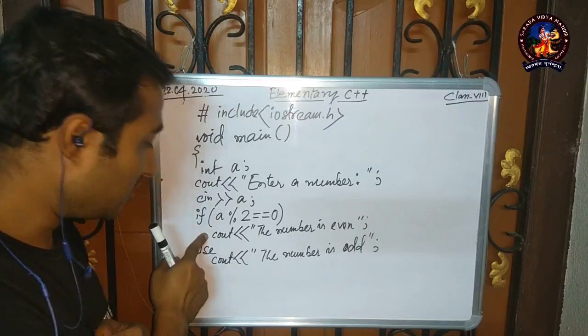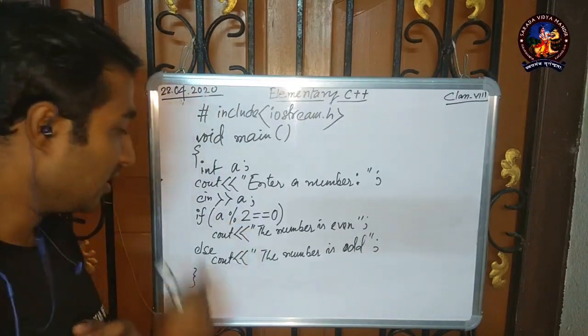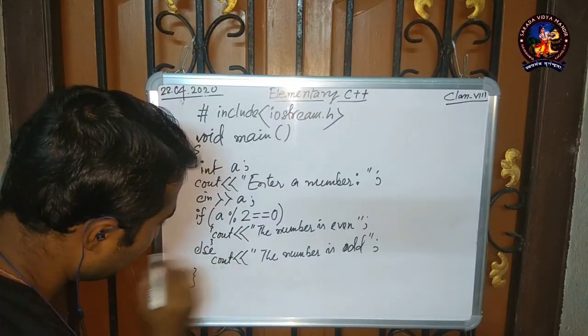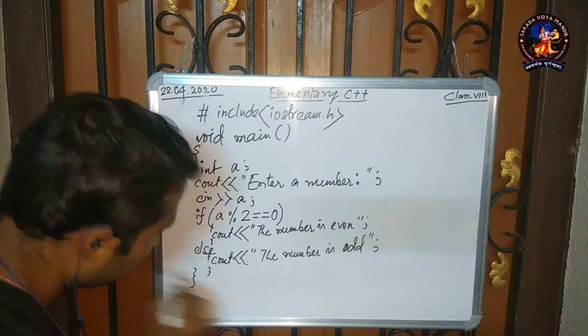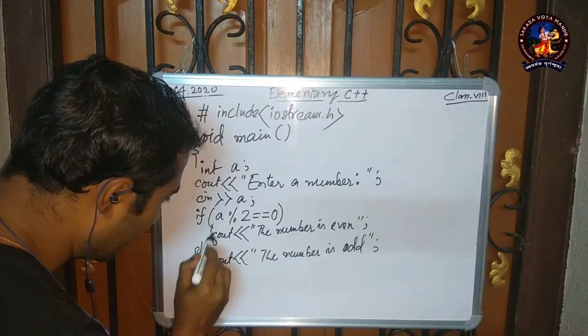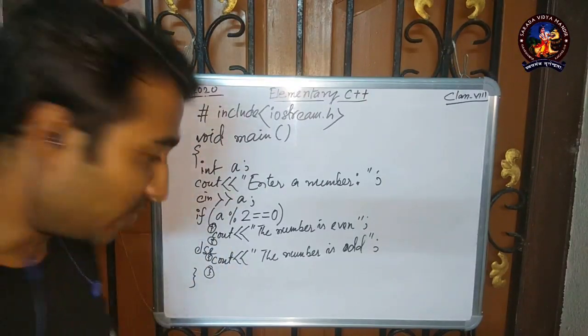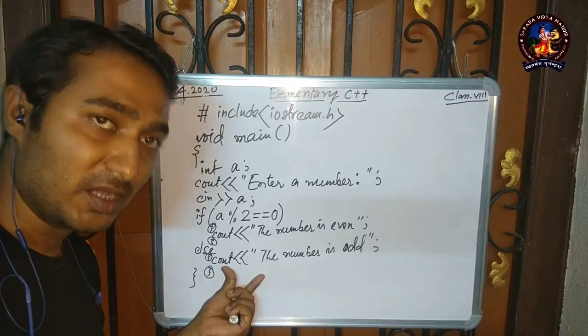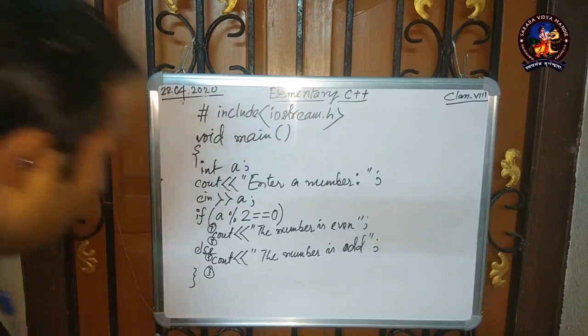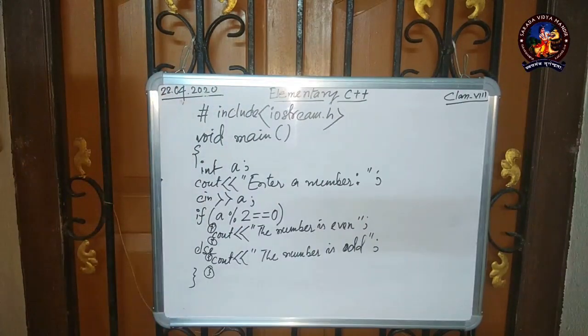For a single statement, you do not need to put any bracket. You can give a bracket here, similarly here and here, but if you do not give this bracket, this bracket, this bracket and this bracket, there is no problem. If there is a single statement, no bracket is needed; if there is more than one statement, then the bracket is mandatory. Okay, so this is the simple if else construct.